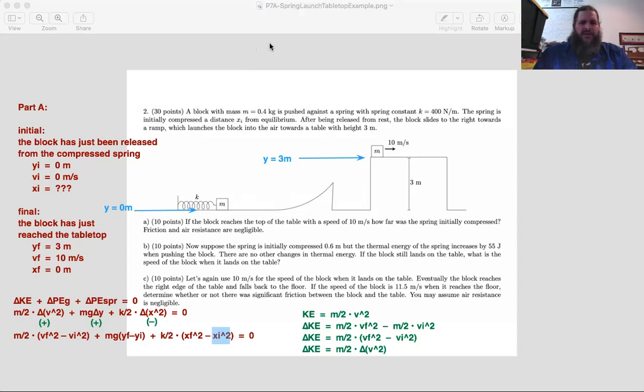For instance, we know that y initial is zero. We know that initial speed is zero. We don't know the initial displacement of the spring, but we know the final displacement of the spring is zero. So that makes a lot of these terms much simpler to work with. Also, I'm noticing that a couple of these have a divided by 2 in them. Let's get rid of that by multiplying both sides by 2.